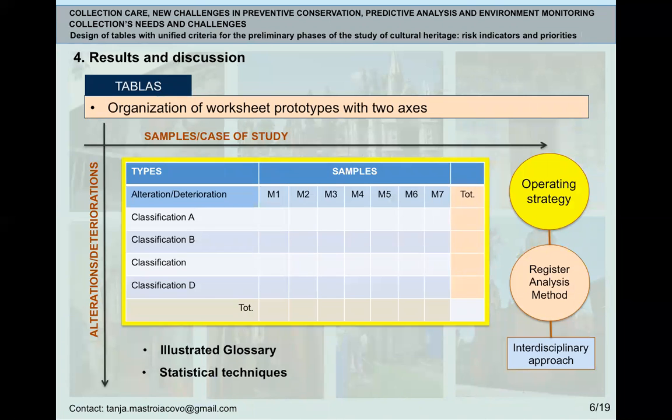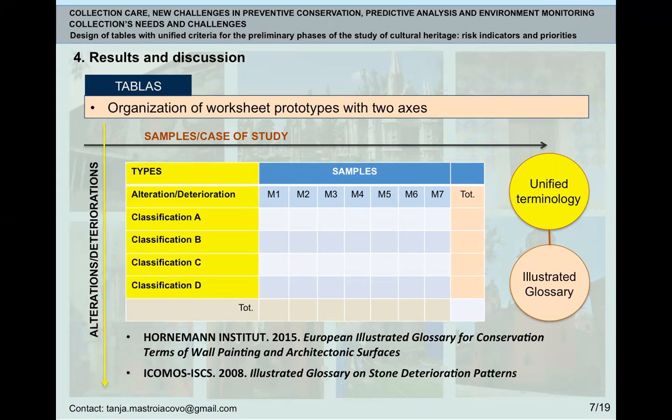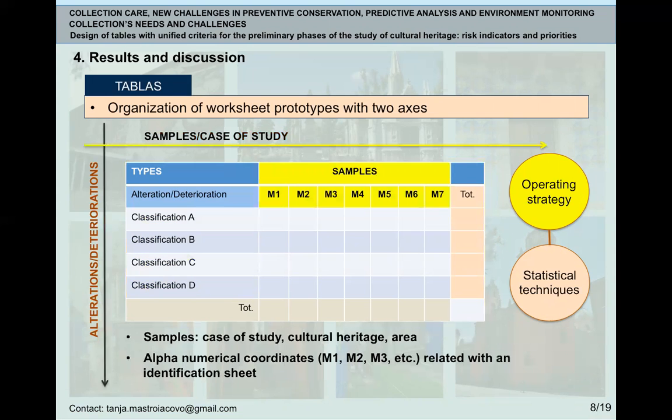The proposed operational strategy is supported on prototypes of registry tables structured in two axes, where the vertical axis details the specific terminology for alteration and deterioration collected from illustrated glossaries, whilst the horizontal axis houses the alphanumerical coordinates corresponding to each element or area of study defined as sample.